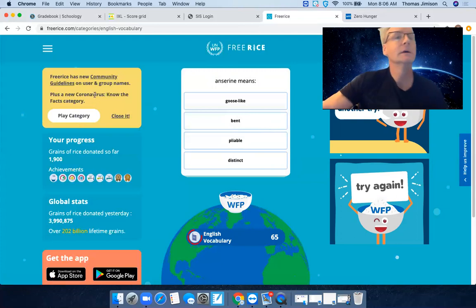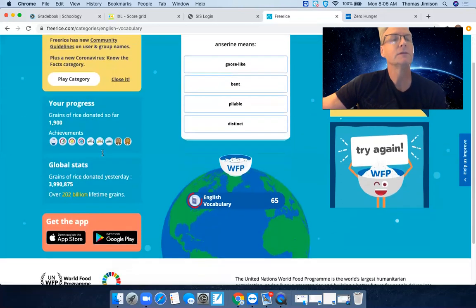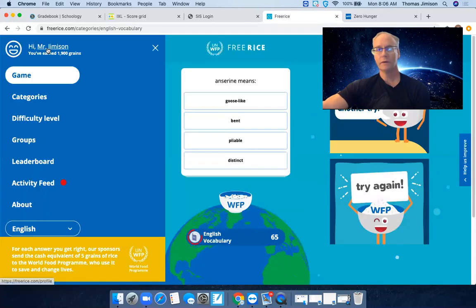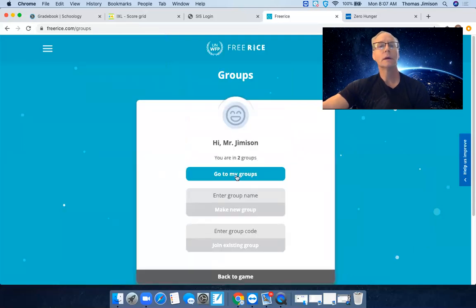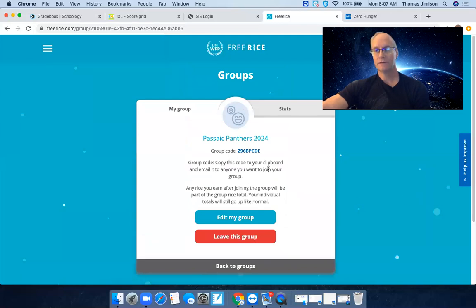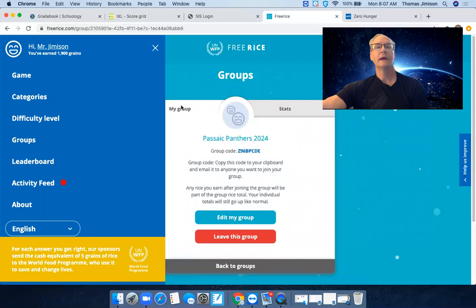There are other categories. So let's go to one other category. Remember, the menu's over here. You have difficulty levels. You also have groups. And the group that I created, let me go to my groups, is the Passaic Panthers 2024. So this is for the freshman Passaic Panthers, and this is your group code. You can see it here, Z96B PCDE. That way your entire group gets credit for the rice that we do. And you want to join my group and play the game.